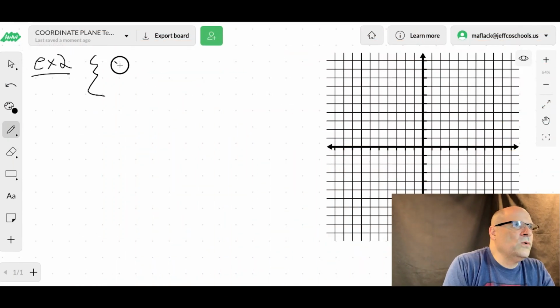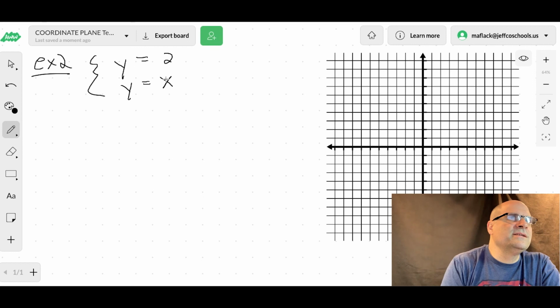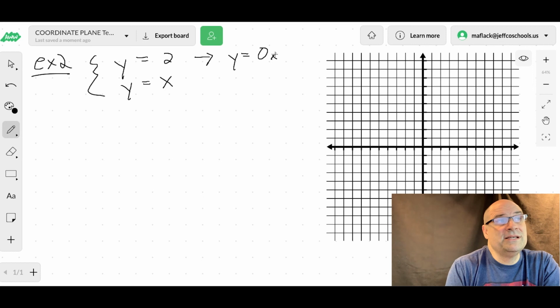Here we go. y equals 2 and y equals x. Whoa, that's a little weird. So in other words, you could say this is y equals 0x because there's literally 0 x's in there. So you can say 0x plus 2. So your slope is 0 and your y-intercept is 2, okay?